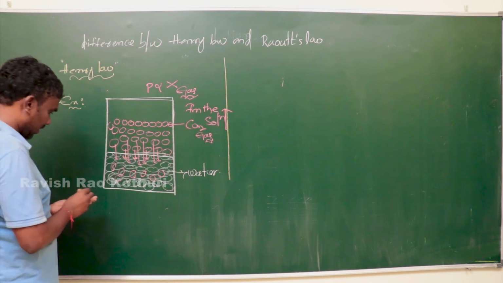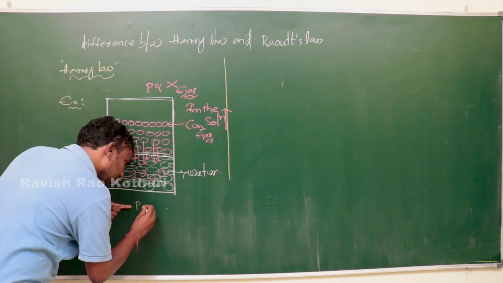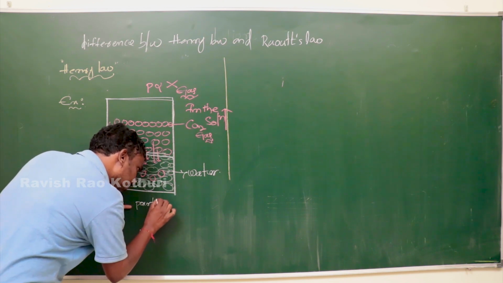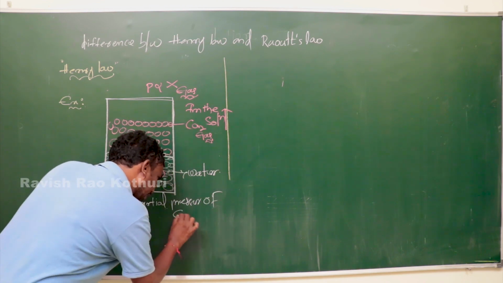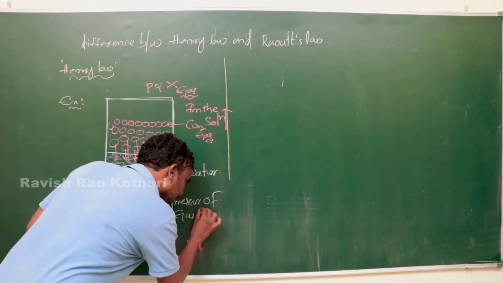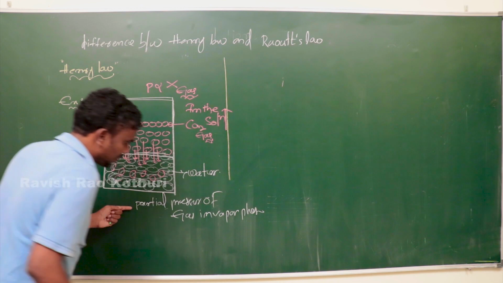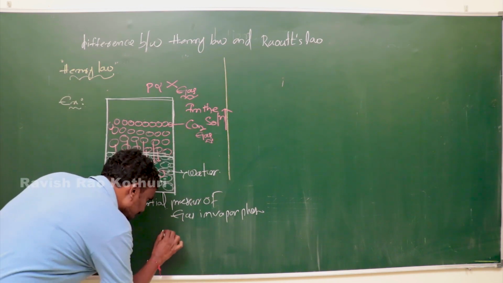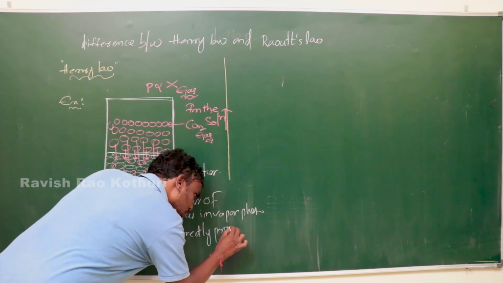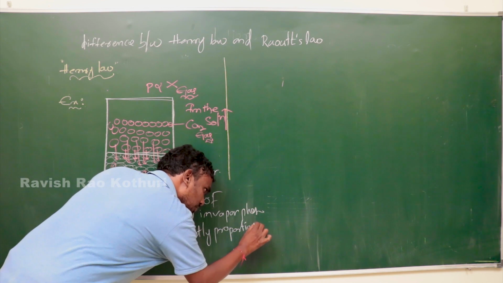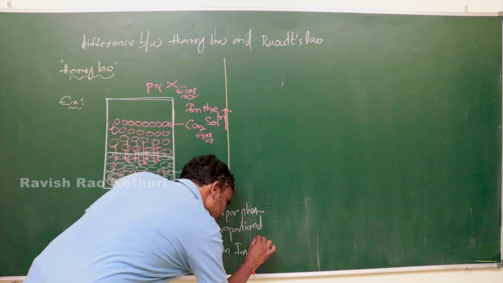So according to the definition, here I'm writing: the partial pressure of a gas in the vapor phase is directly proportional to the mole fraction of the gas in the solution.